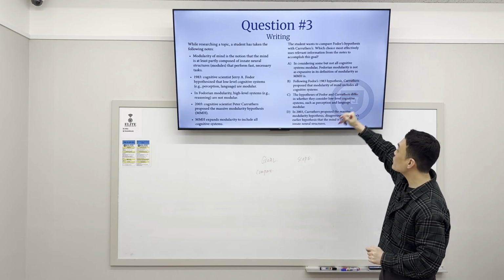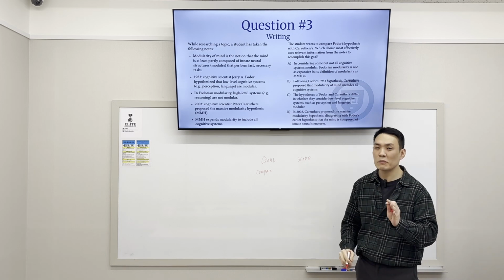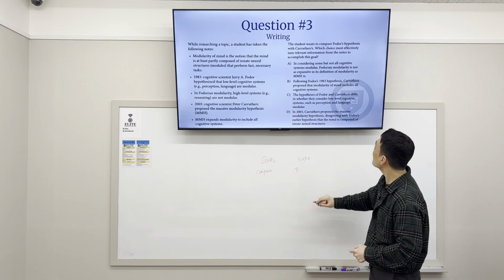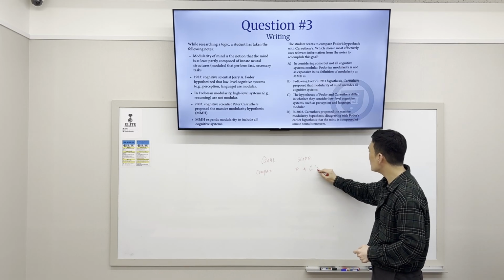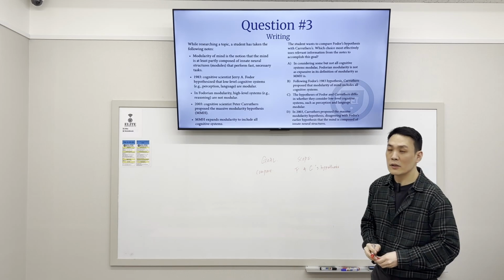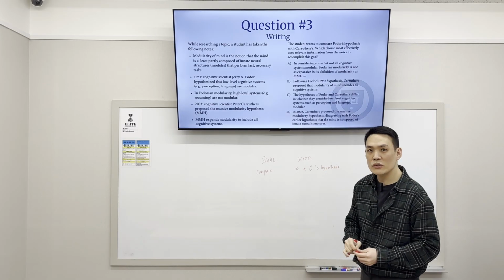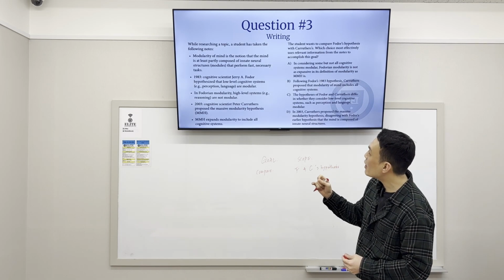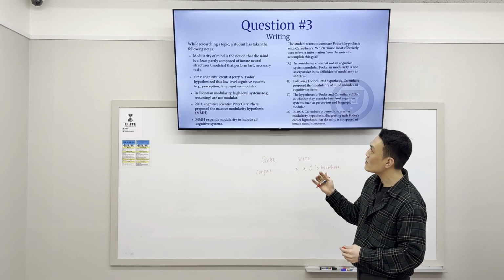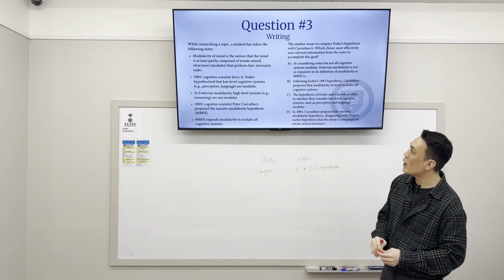So Fodor's hypothesis and Carruthers' hypothesis. So actively look for the bullet point that lists those hypotheses. So F and C's hypothesis. Taking a look, first bullet point: modularity of mind is the notion that the mind is at least partly composed of innate neural structures that perform fast, necessary tasks. Do we have one of their hypotheses here? No, we don't. Moving on.